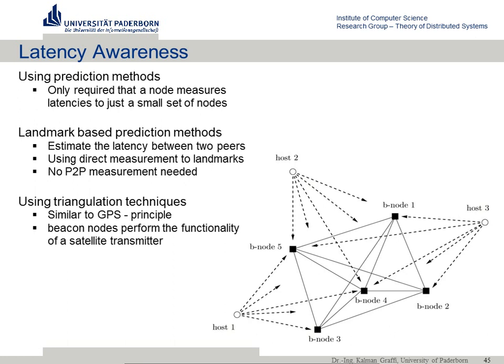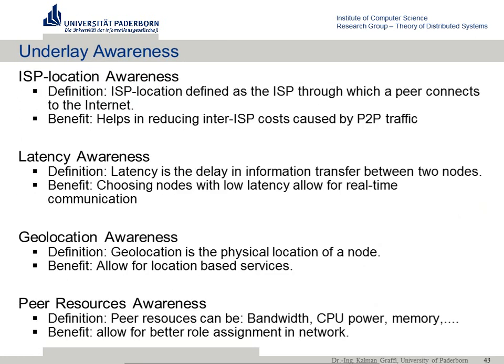And by using this information, you can create better topologies. Like I said, with the same property as in the previous routing tables, you have the same number of hops but they are quicker. That's it for the underlay awareness. I think the other ones, geolocation awareness, are rarely used. It's a nice idea, but it's really hard to make a routing example. And peer resource awareness we already discussed before.